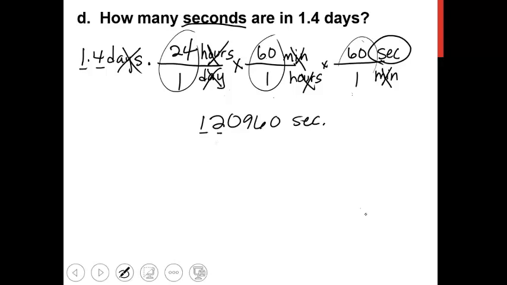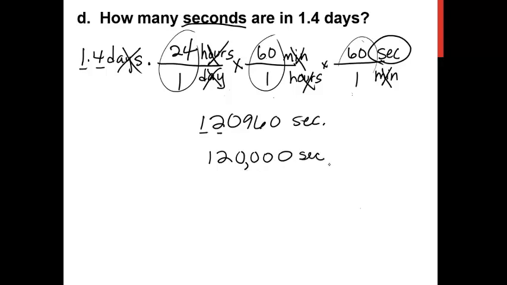Our answer cannot be 12. There are not 12 seconds in 1.4 days. We do need to keep zeros as placeholders, so really we're just rounding. We would have 120,000 seconds if we're keeping with the significant digits.